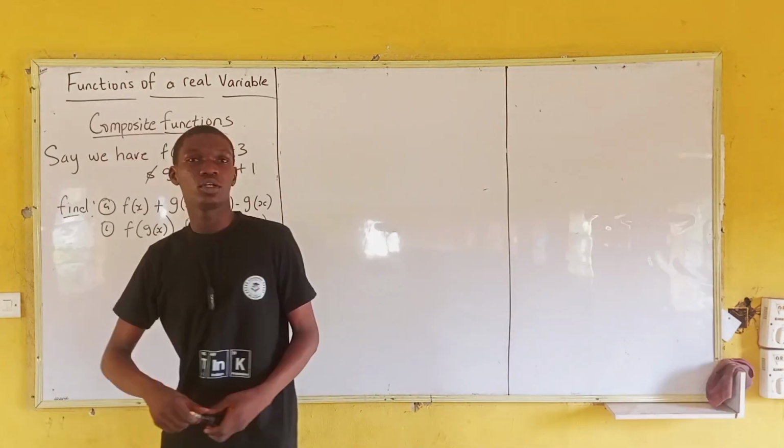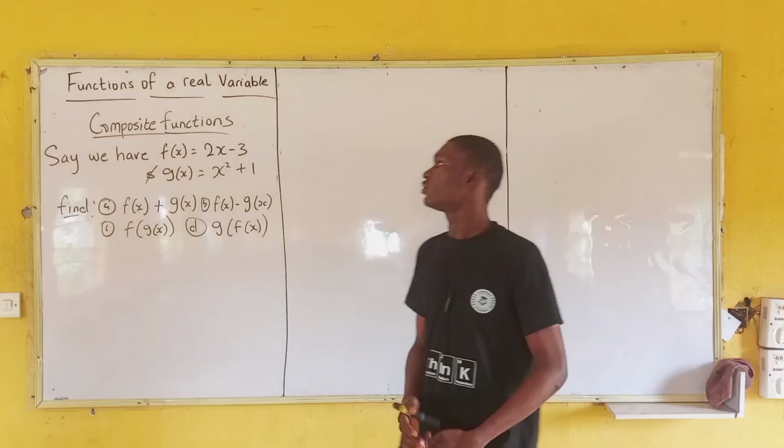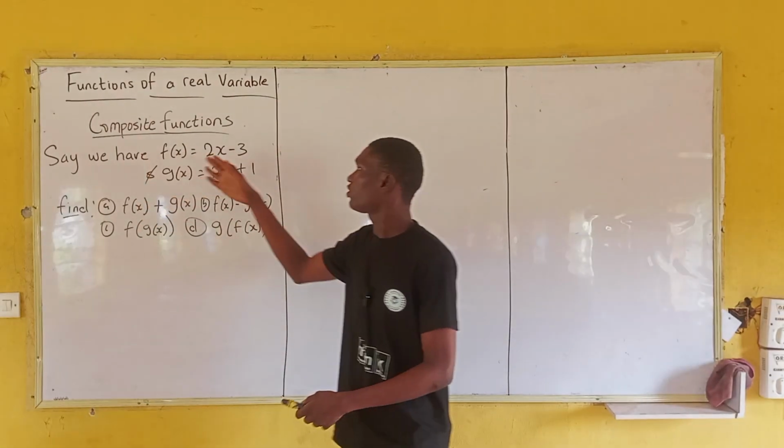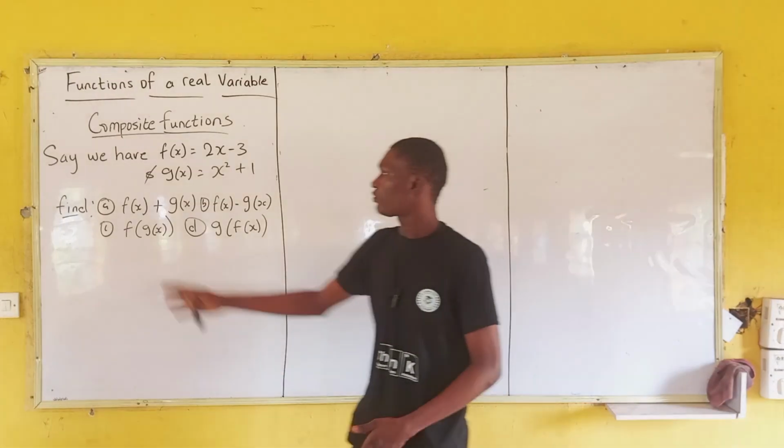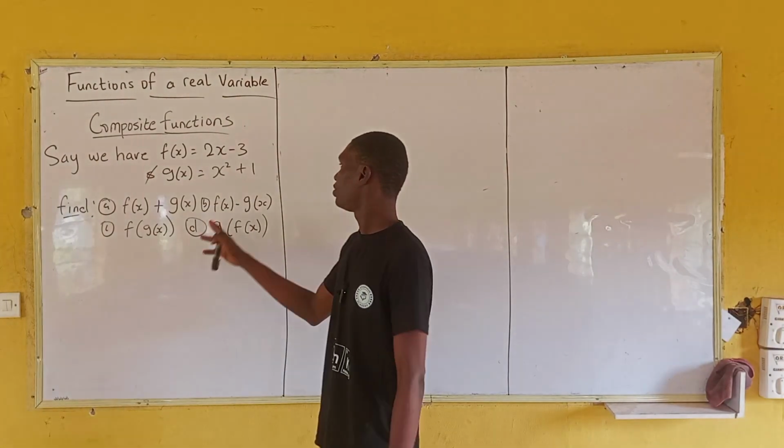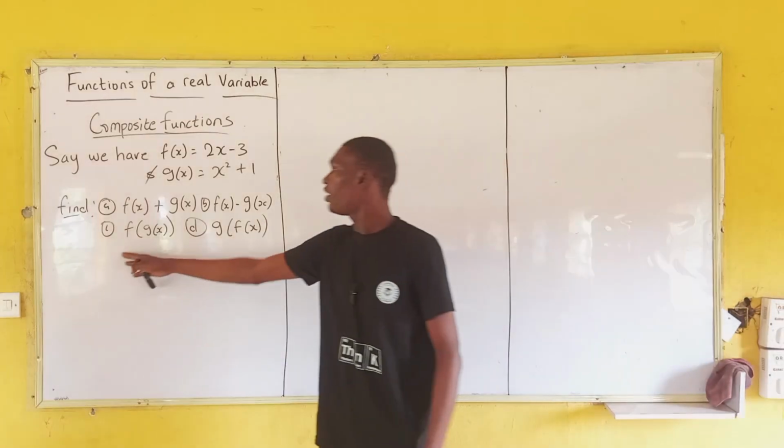Good luck. All right. Let's look at composite functions. Given the example, we have f of x to be 2x minus 3, and our g of x to be x squared plus 1. You have to find: a. f of x plus g of x; b. f of x minus g of x; c. f of g of x.